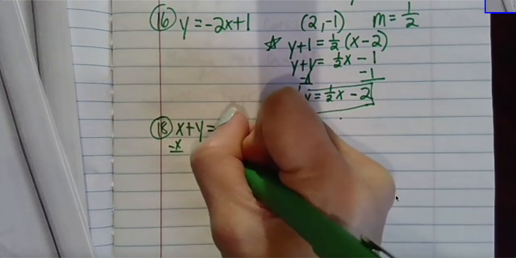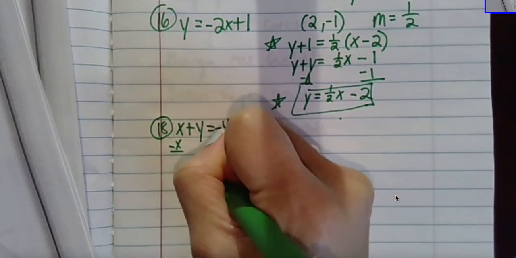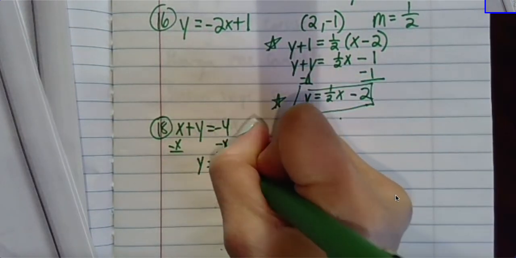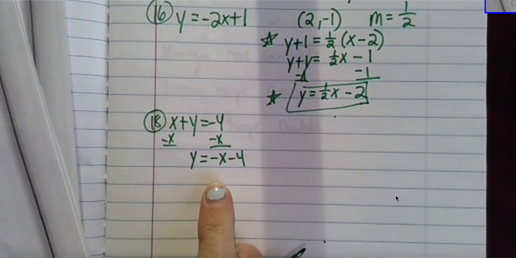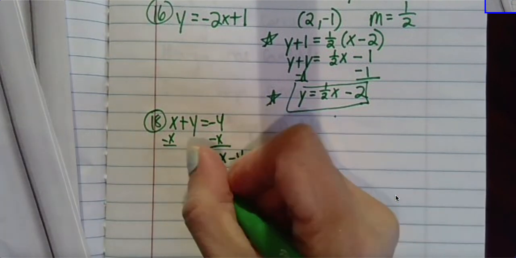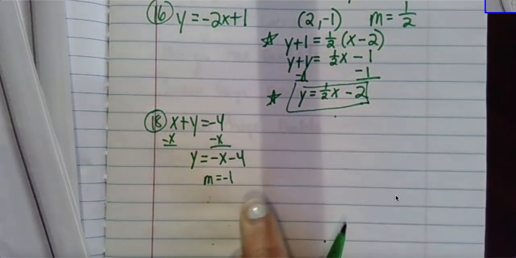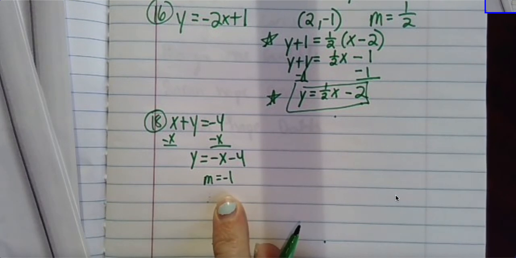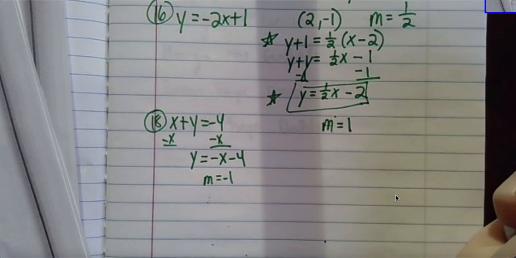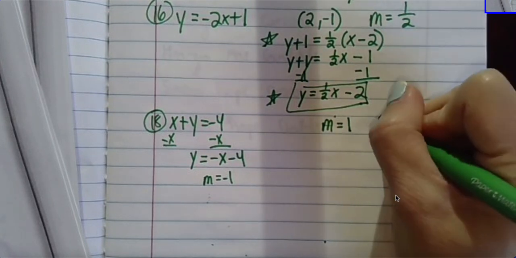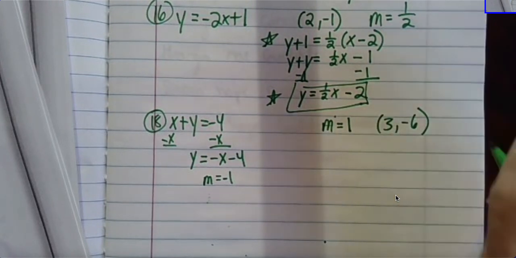We're going to subtract it because remember, to tell your slope, you have to have the y by itself. So I have a -x and a -4. What's my slope of this equation? There's an understood 1 there. My slope of this equation is -1 or -1 over 1. What's the opposite reciprocal of that? 1. Yeah, it's just 1 over 1 again, and it's positive. So my new slope on number 18 is 1, and my point that they give me is 3, -6.